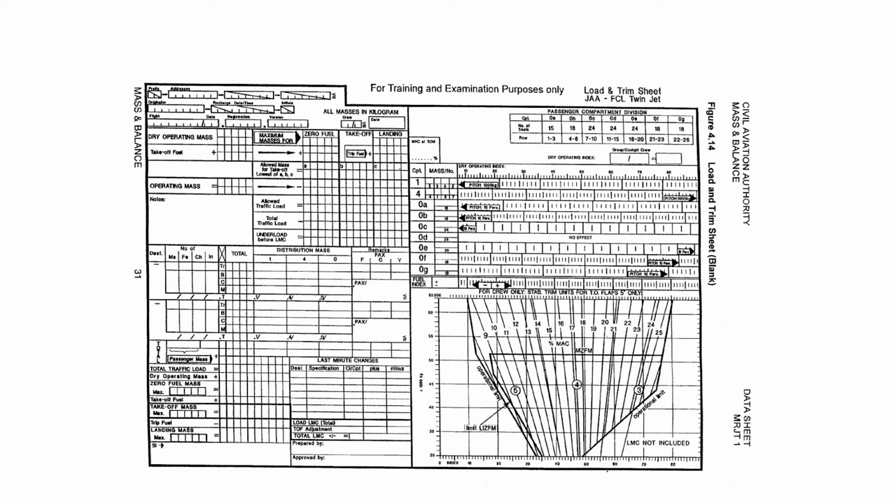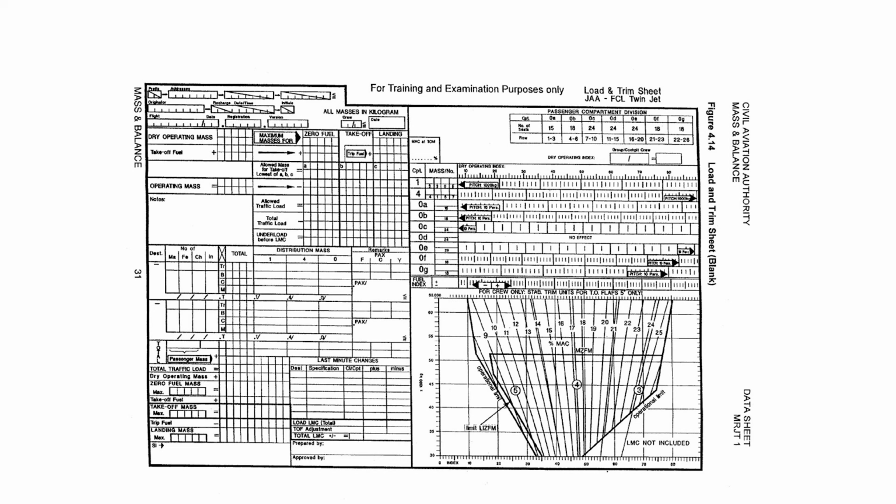This is the load and trim sheet for the MRJ-T1. On the left hand side, values are added for masses and then added or subtracted depending on fuel, passengers and baggage carried. This results in values like total traffic load, the actual zero fuel mass, the actual takeoff mass and the actual landing mass, which must be less than the structural maximum. Last minute changes can be easily added to the load trim sheet.